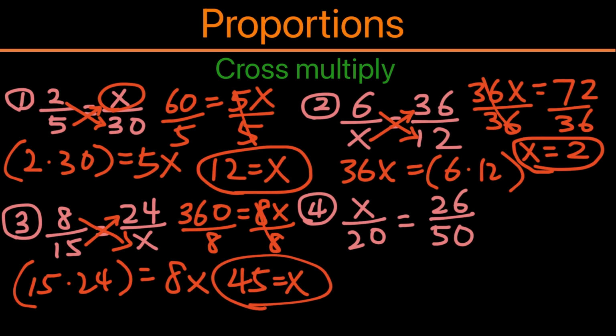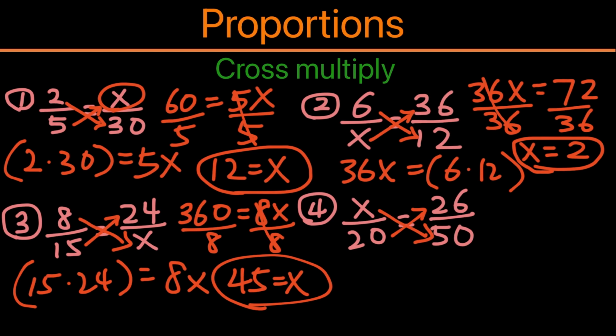Now the last example, we'll do the same. 20 times 26 and x times 50. And by the way, you could multiply them in any order you like, but they do need to be cross multiplied. So 20 times 26, you could do 26 times 20. Either way, the answer will be the same. Same way with x times 50 or 50 times x.